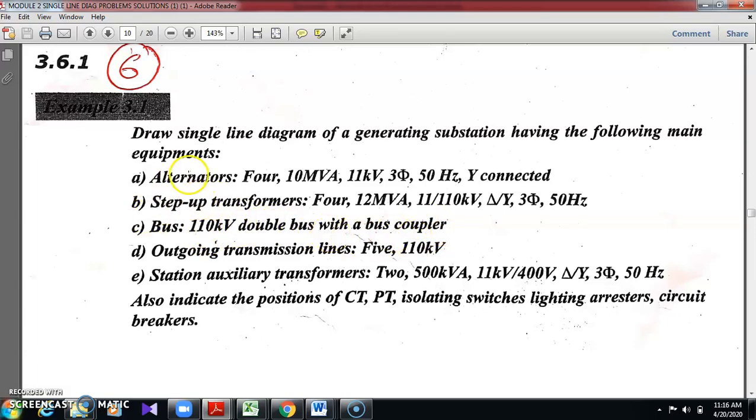So how many incoming lines? Total 4. And how many outgoing lines from 110 kV? 5. And there is a station auxiliary transformer, 2 auxiliary transformers you have to use, connected to the 11 kV bus bar. For those 2 auxiliary transformers, you have to connect a step down transformer from 11 kV to 400 volt. Along with the CT, PT, isolators and all, you have to give 5 incoming, 4 transformers, 5 outgoing.